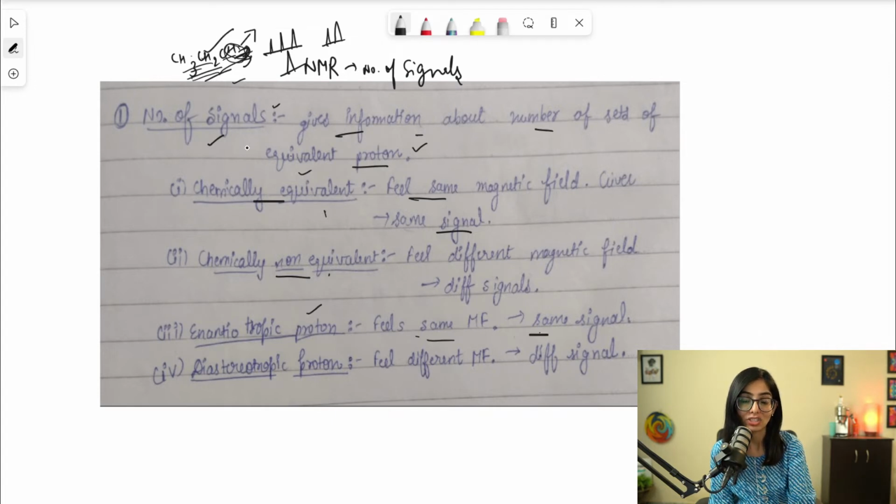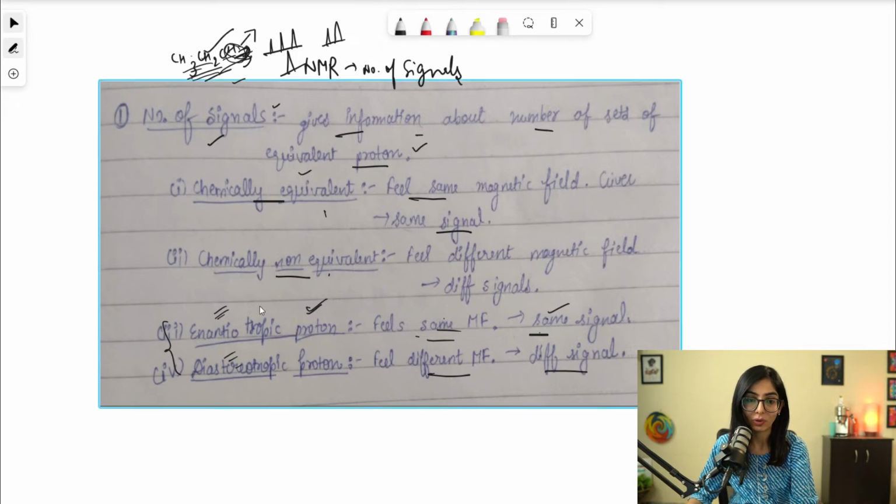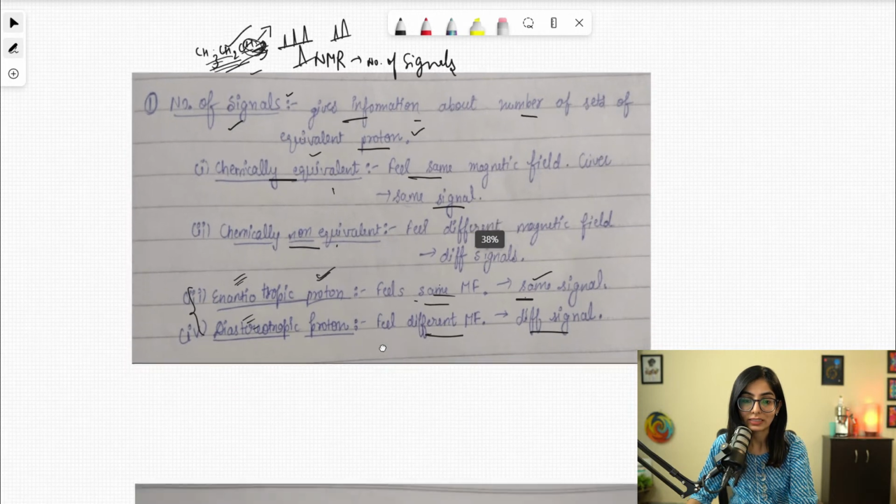This is important, guys, just pay attention. I'll discuss this in detail; I'm just giving the basic definition over here. In the case of isotopic protons, they will feel the same magnetic field and give the same signal, and in the case of diastereotopic protons, they will feel a different magnetic field and have different signals. So this is a very basic definition. Now let's go to the next slide.